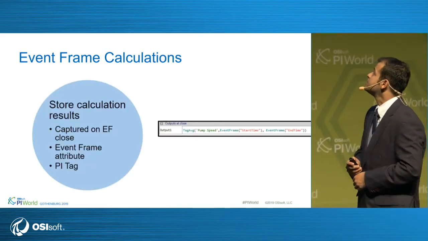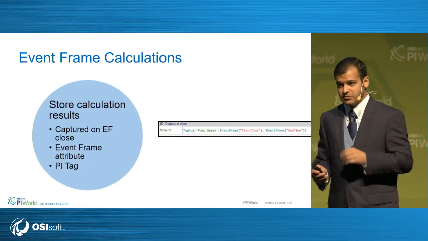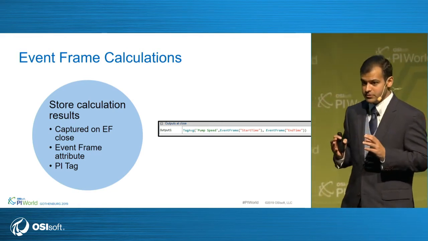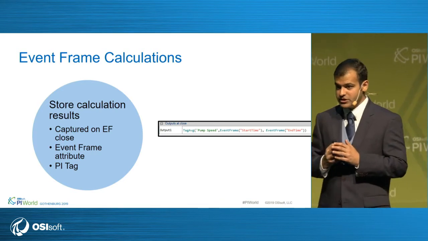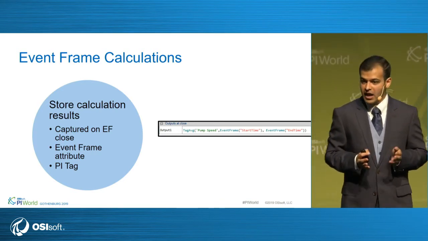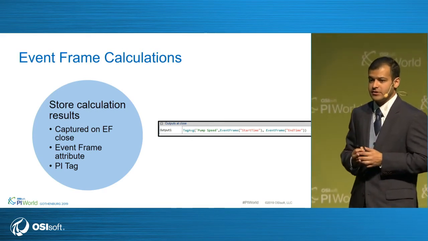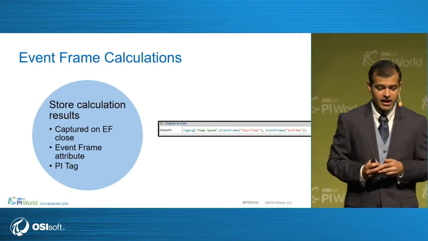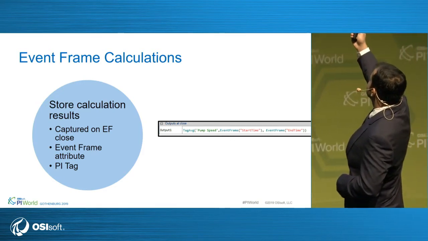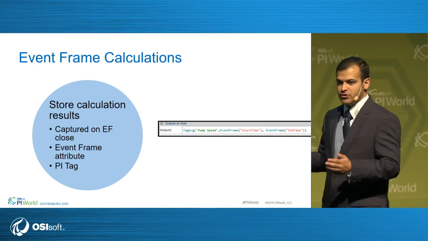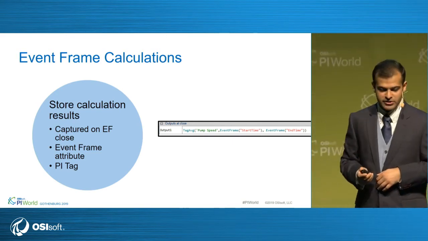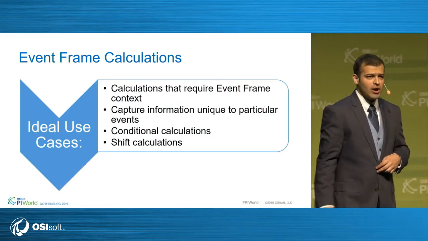Let's have a look. First of all, just to explain, it would capture all these values at the time of your event frame close. It stores these values in your asset framework attributes, just like in analysis. And just like analysis, you can also store it in a PI tag, and you can have historical values of these. A simple example of such a calculation is me calculating the average pump speed during my event, using the start time and end time of that event. A very simple example. So why would I use that?